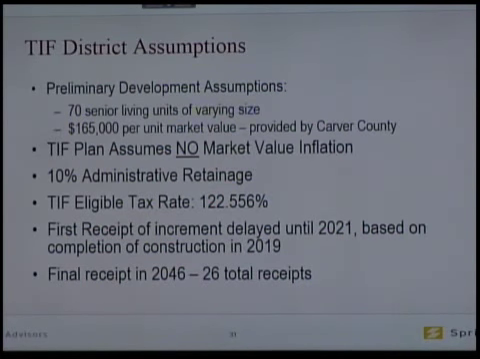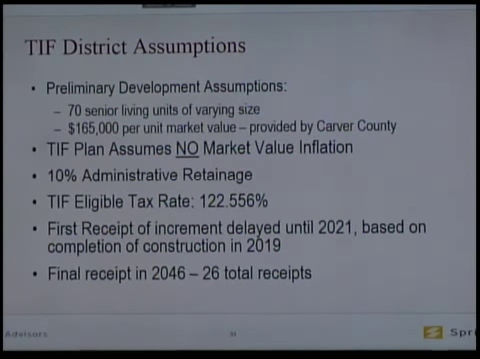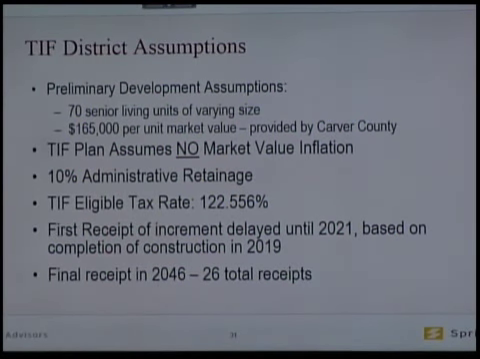So these are the TIF district assumptions and our development assumptions. Again, 70 senior living units of varying size. We estimated, along with some validation by the Carver County Assessor, that these would have a value of about $165,000 per unit. The TIF plan doesn't assume any market value inflation, so we're just assuming that $165,000 a unit times 70 for 25 years is the value.